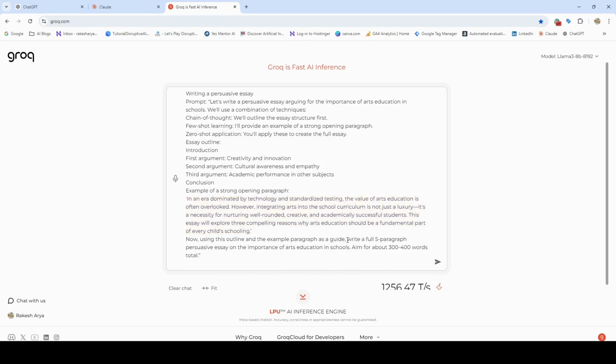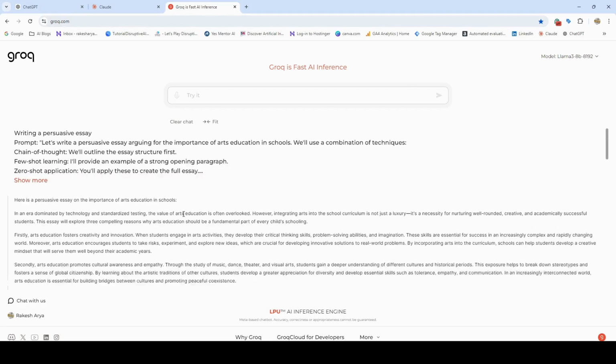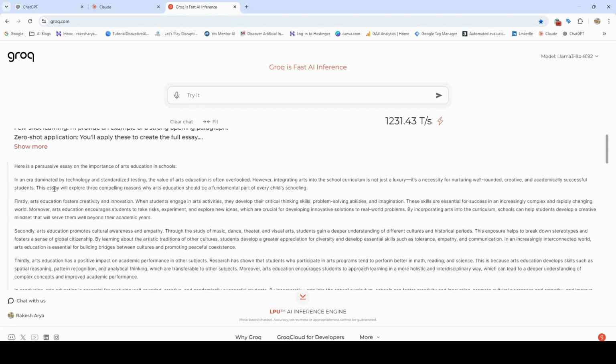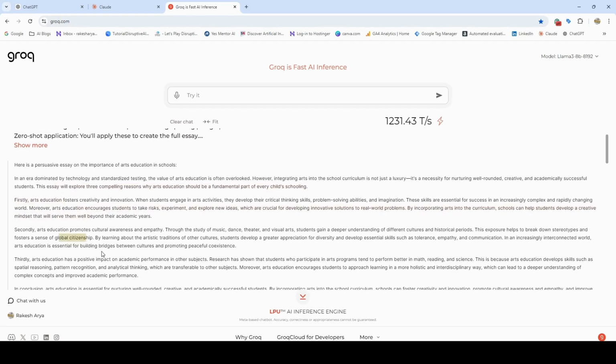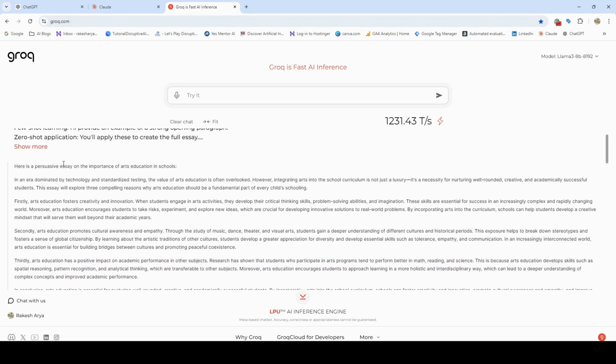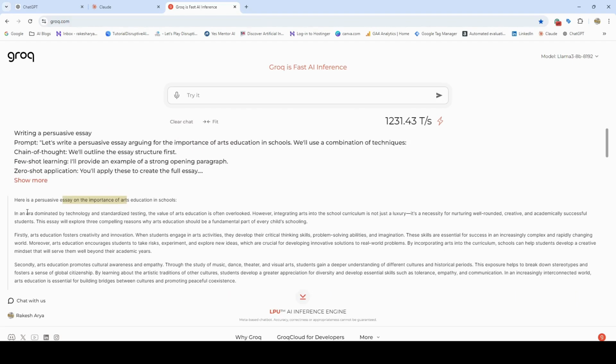And then it will give us a full 5-paragraph persuasive essay on the importance of art education in school, 300 to 400 words. Okay, let me push this prompt. All right, so this is what we are getting. Let's see how many paragraphs. 1, 2, 3, 4, 5, precisely 5. If I ignore this one, in the era dominated by technology and standardized testing. Okay, so it used the same, I think, what we have given in the prompt.